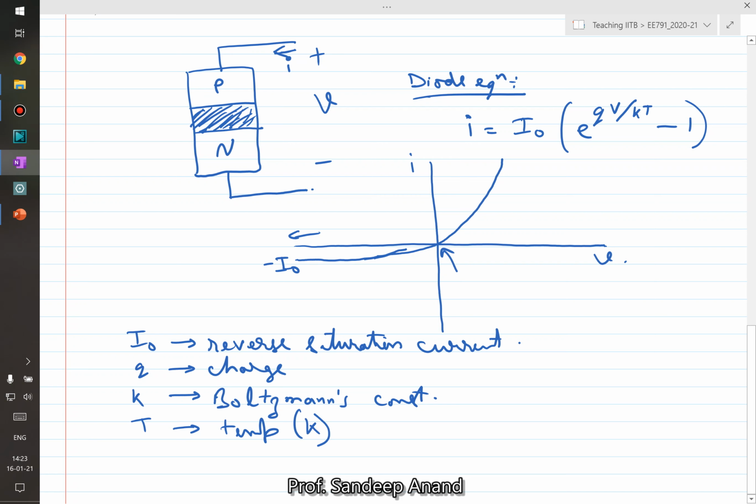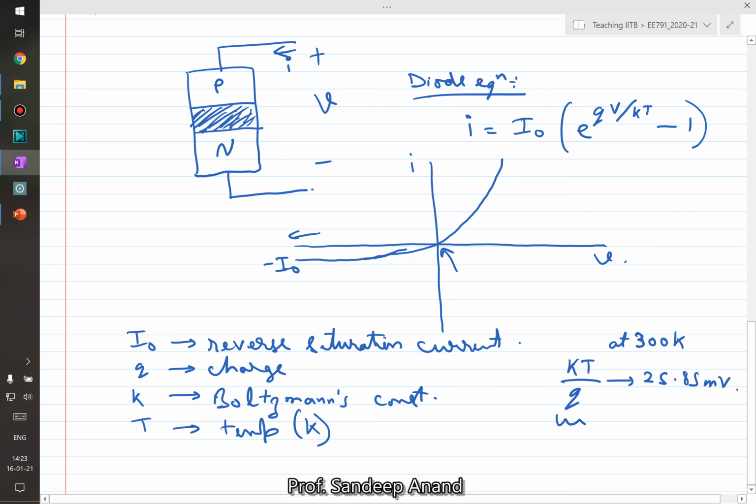As we understand, the value of kT by q at 300 Kelvin temperature is nothing but 25.85 millivolt, right? And this kT by q, since it has the same units as that of voltage, we call it a thermal voltage. All right, so far so good. So this is how a conventional diode is.